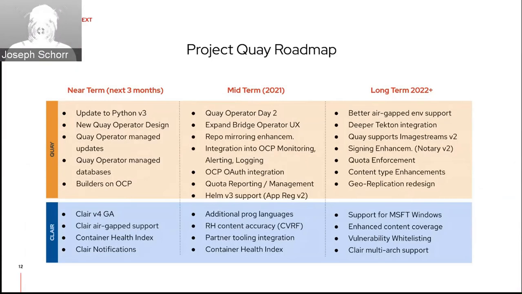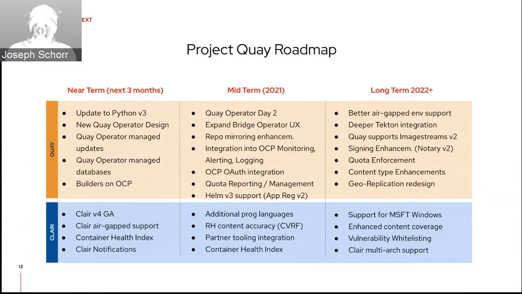The vulnerability updates for air-gap are planned for Clair V4. Clair V4 is targeted for October to come into GA. As part of that, it is being designed explicitly for the idea that you would be able to load in the updates, as opposed to today where it's expected that Clair can download those updates.